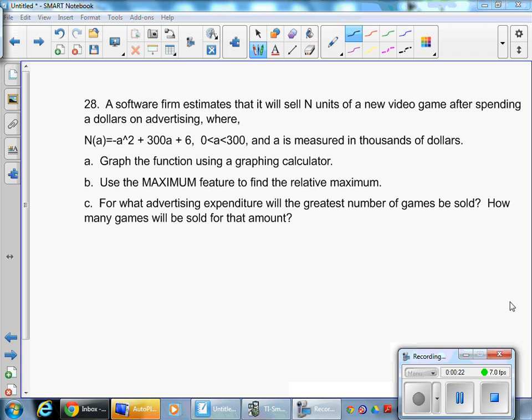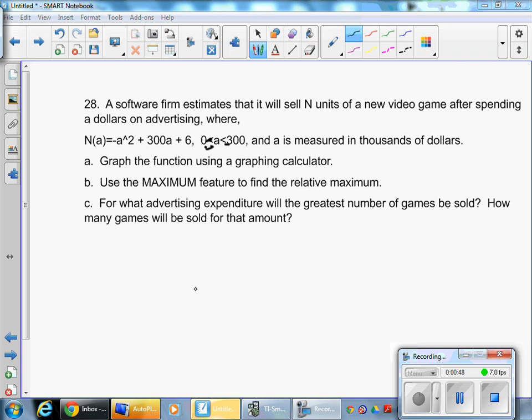It says a software firm estimates that it will sell N units of a new video game after spending A dollars on advertising, where the function is negative a squared plus 300a plus 6, and 0 is less than or equal to a, and a less than or equal to 300. So a is between 0 and 300, and a is measured in thousands of dollars.